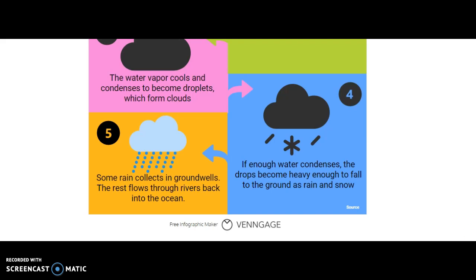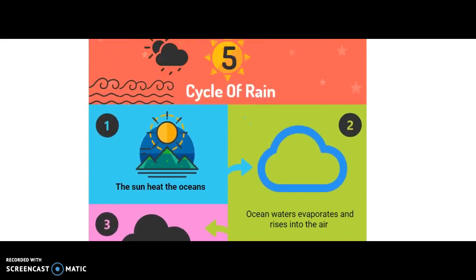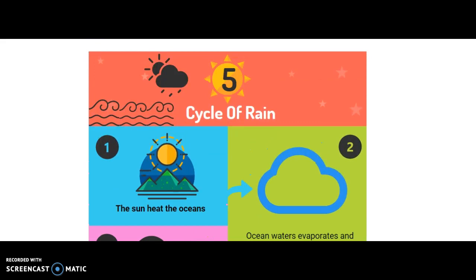So these are the 5 steps to help students understand more easily, and they can memorize really quickly the process of how the formation of rain occurs. So that's all from me for this topic. Hope you guys enjoyed it and understood what I'm trying to deliver in this topic. Thank you.